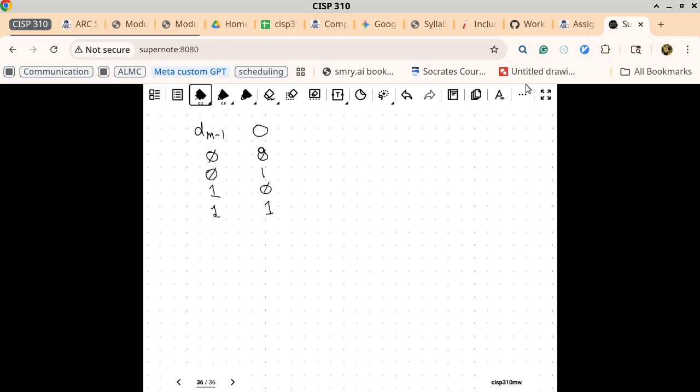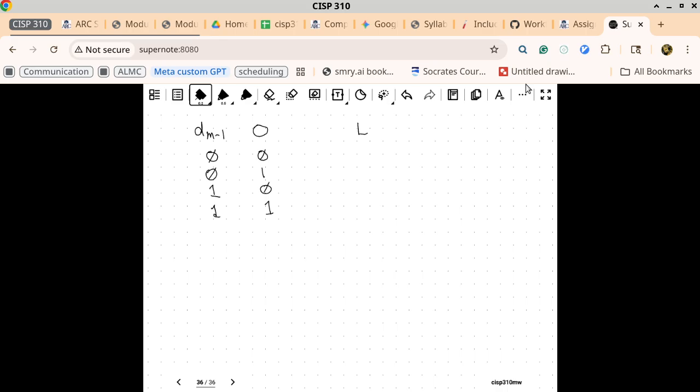When the overflow is a zero, meaning there's no overflow, whatever d of m minus 1 is telling us is correct. So I'm going to use an L flag here. The meaning of the L flag is that it is a 1 if and only if the signed interpretation of x is less than the signed interpretation of y. Let me say that one more time. The L flag is going to be a 1 if and only if the signed interpretation of x is less than the signed interpretation of y.